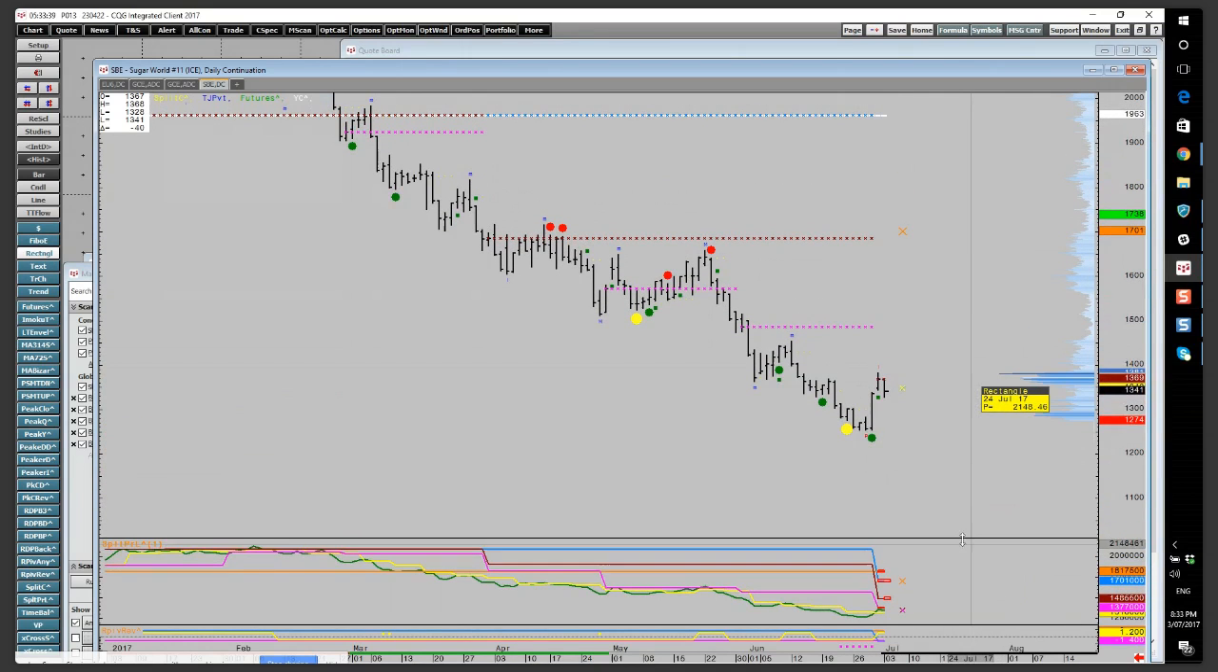Now, in combination with hitting that long-term channel I just showed you on the downside, and with oil reversing around as well, there's a few signs that sugar's going to move higher, and a lot higher.